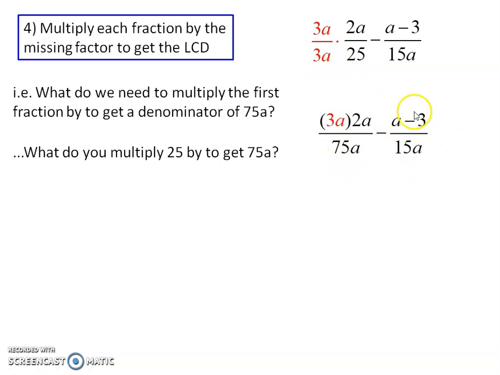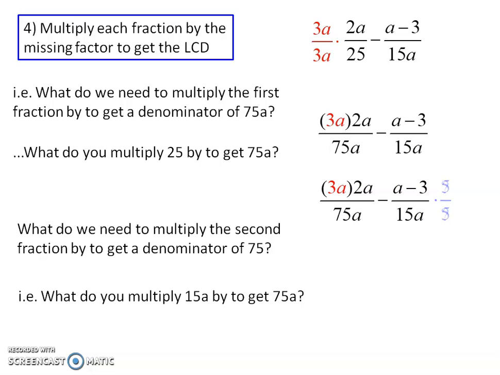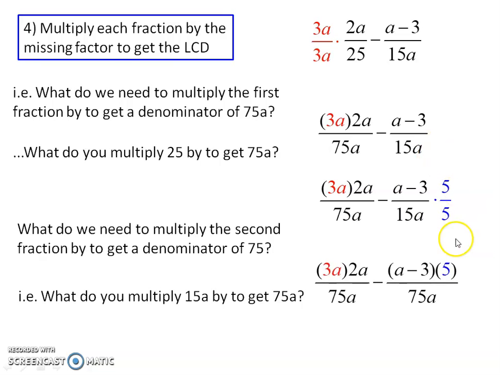And here I have to do the same thing. This one already has an a in it, so I've only got to multiply the top and the bottom by 5. And when I expand, brackets are important because this 5 is multiplying this entire expression. I have to distribute it to the a and to the negative 3.